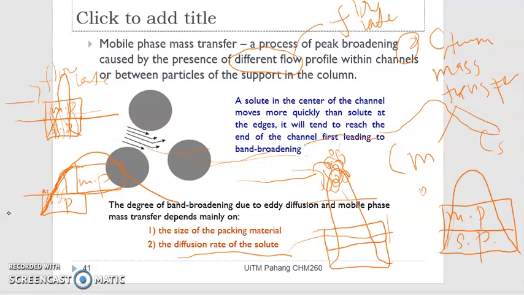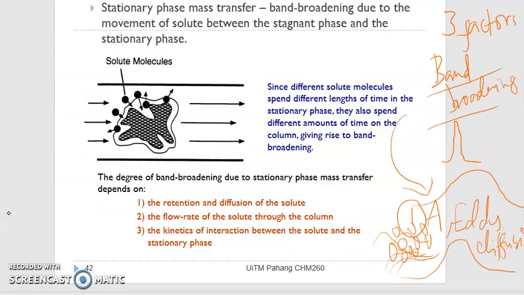Sebab di masa dia tertinggal tapi dah laju, dia tak sempat reach equilibrium. So dia akan jadi besar, tertarik. Okay. So, different solute molecules spend different length of time in stationary phase. They also spend different amount of times on the column, and this will give rise to the band broadening. So, the degree of band broadening due to stationary phase mass transfer depends on retention and diffusion of the solute.